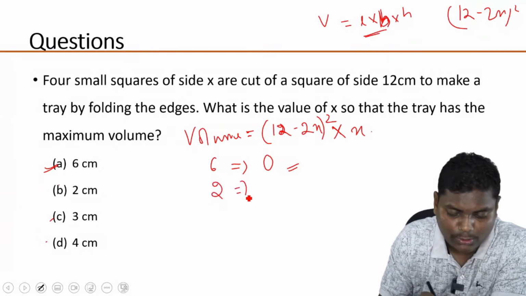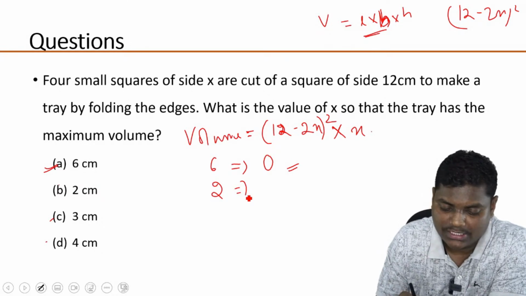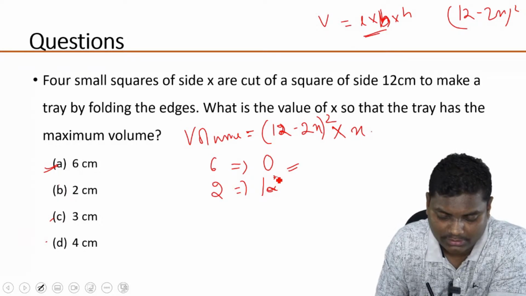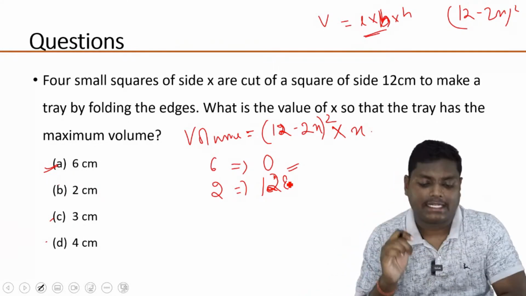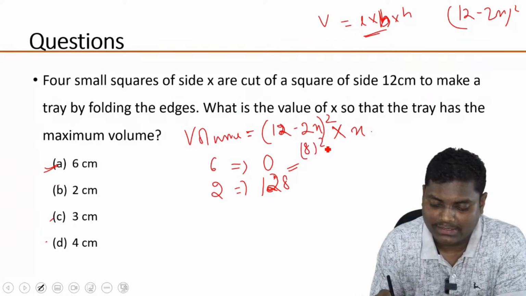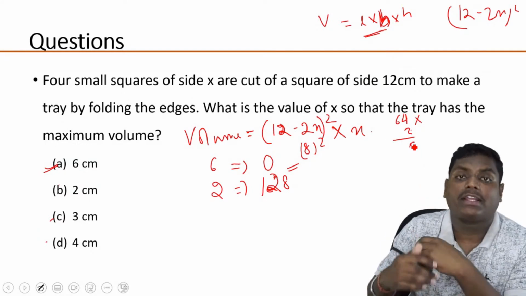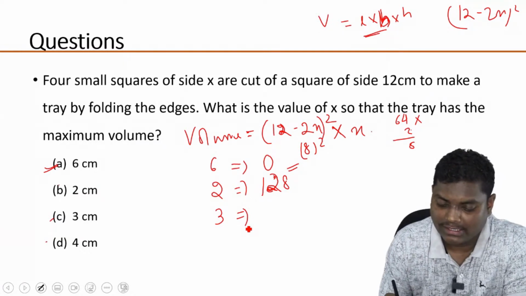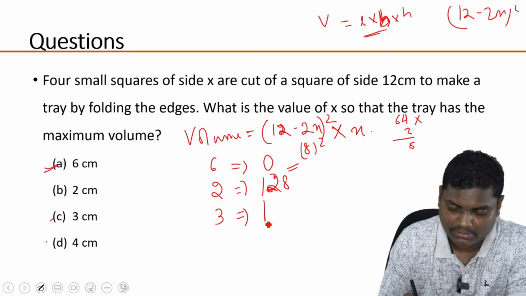So if you are plugging the value of 2, 2 to the 4, 8. So it is basically 64 into 2, 128. The volume will be 128. So you have to plug in the values and check it. Now if you are plugging the value of 2 here, 12 minus 4 is 8, 8 square is 64. 64 into 2 is 128. Similarly, if you plug the value of 3, it will be 6. 6 square 36. 36 into 3 is 108.